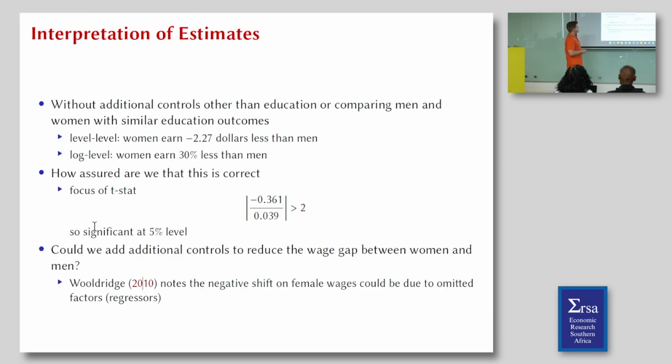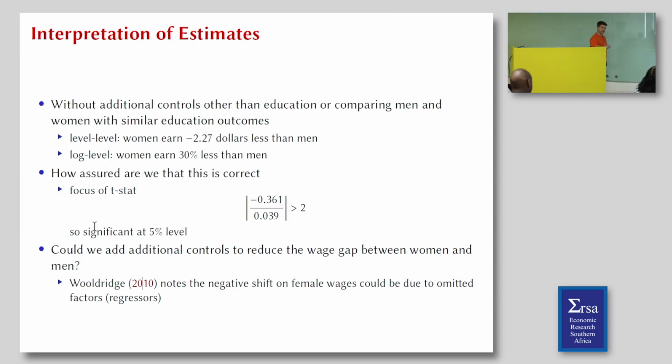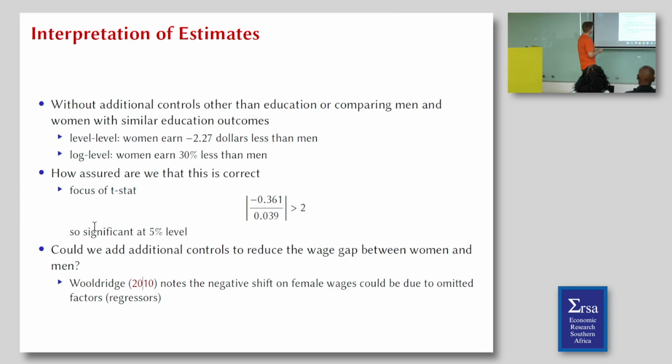So just going through the interpretation again. Without additional controls, basically what we're seeing is, comparing men to women with similar education outcomes in the level model, they're earning about $2.27 less than their counterparts at every education level. And in percentage terms, across each of the education levels, they're earning 30% less.